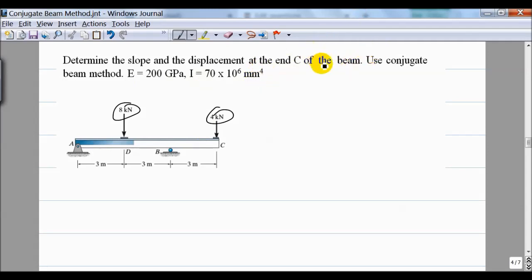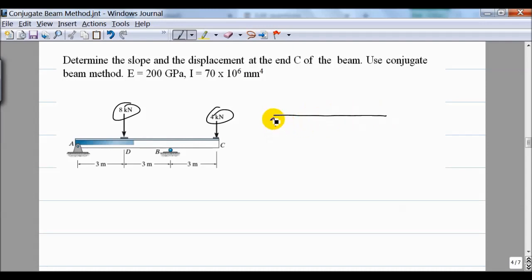Now we have to plot a conjugate beam. Before plotting a conjugate beam, it is good if we can obtain the bending moment diagram for this beam. So let us work out how to do this one. Let me plot this beam.